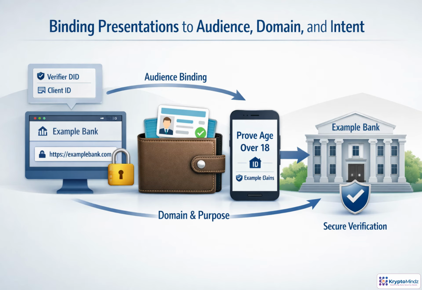A valid credential is not enough. The wallet also needs to know who is asking, where the request came from, and what the user is approving. The verifier includes an audience, such as a DID or client ID, along with a domain, challenge, requested claims, and purpose. The wallet shows that intent clearly to the user. The backend then verifies these values together, so a phishing site cannot reuse the presentation in a different context.